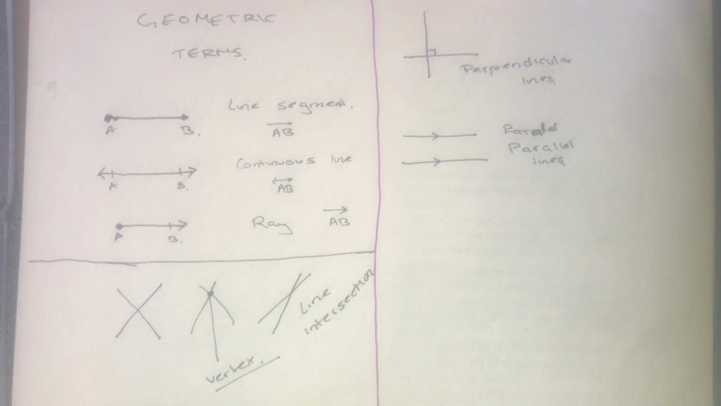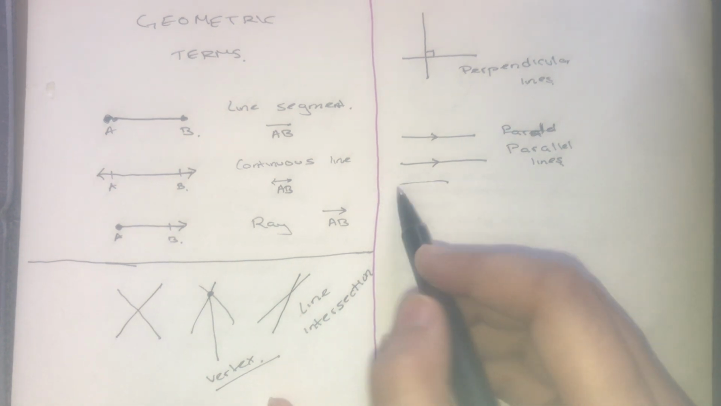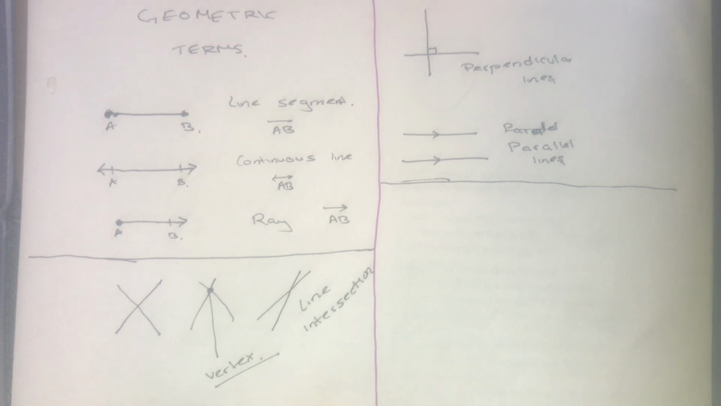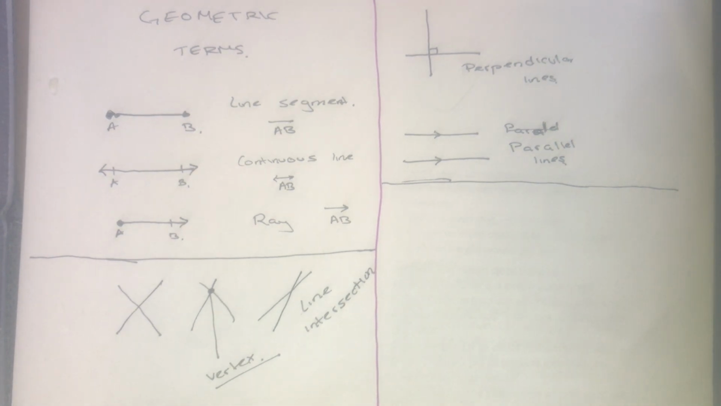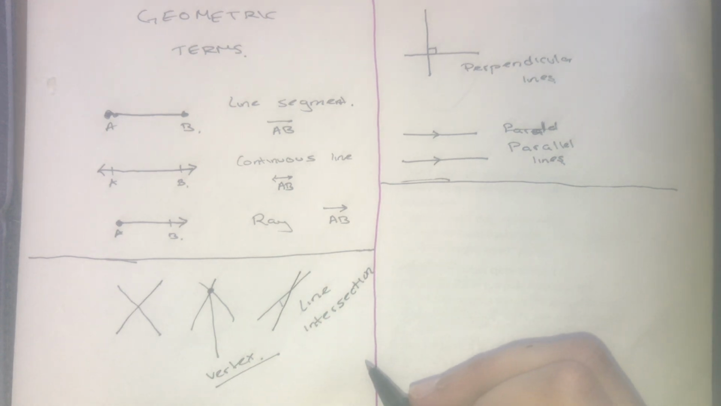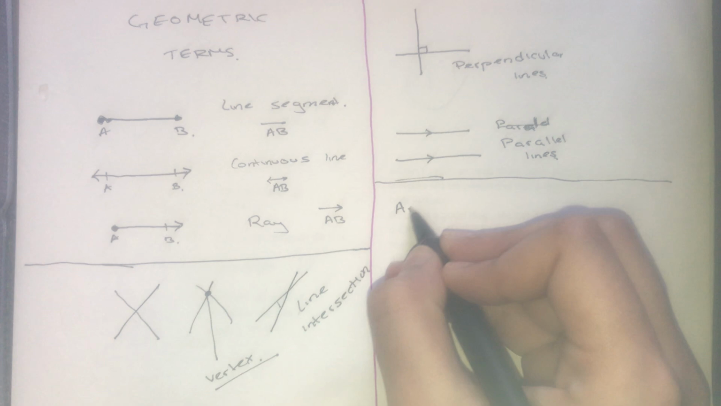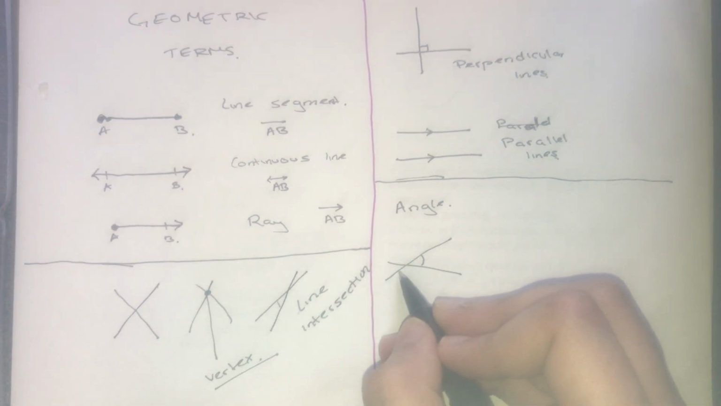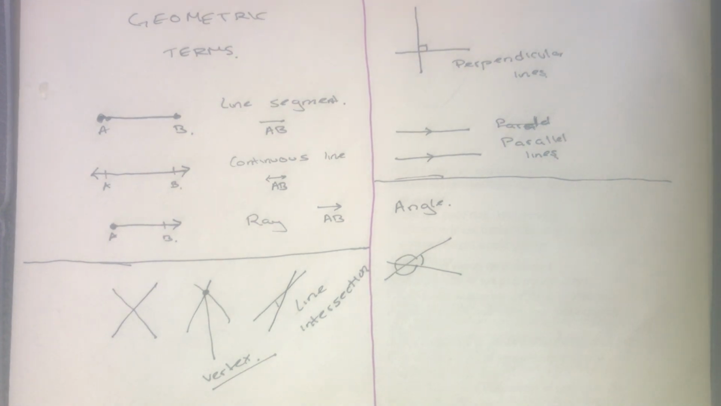Now let's move on to something else. We know that lines intersect, right? When they intersect, they form this tiny thing here that is called an angle. An angle is formed between two lines. So this is an angle, this is an angle, this is an angle, and this is an angle. Do you get that?